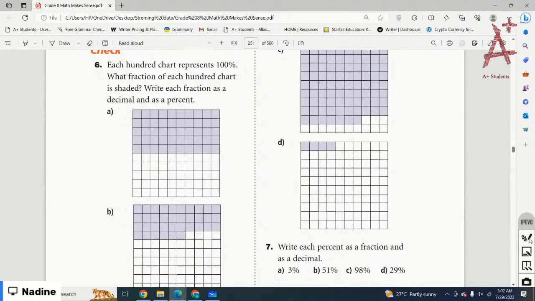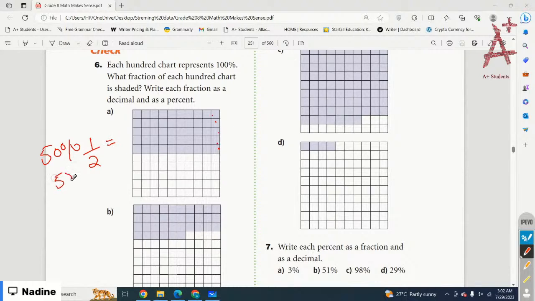Okay, they are 1, 2, 3, 4, 5. You can see five complete rows are colored. Got it? And five of them are not colored. That means one half of the shape is colored, or you can say 50% of the shape is colored. 50 over 100, they all are exactly the same.